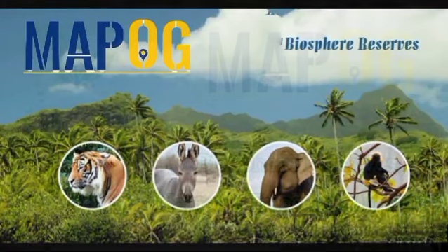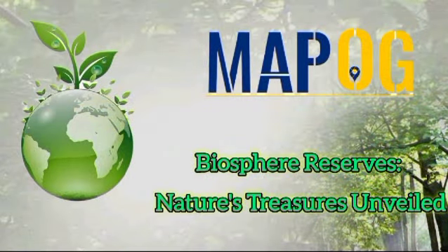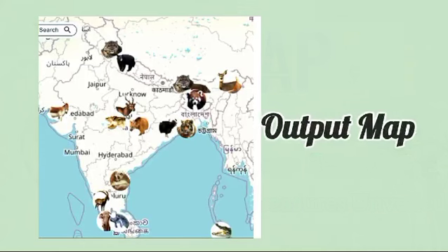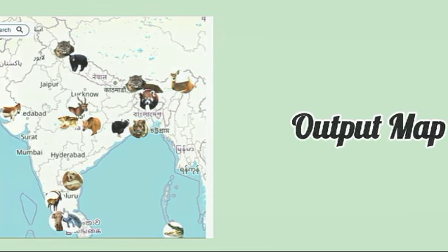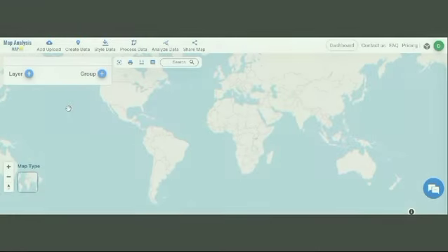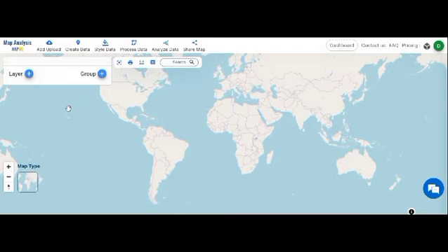Today, we're immersing ourselves in the world of biosphere reserves. These vital sanctuaries protect our planet's biodiversity, and with MAPOG, you can explore them like never before. The output map is adorned with pictured icons, each representing a biosphere reserve, showcasing its key fauna. That's the power of MAPOG. Let's see the step-by-step process.